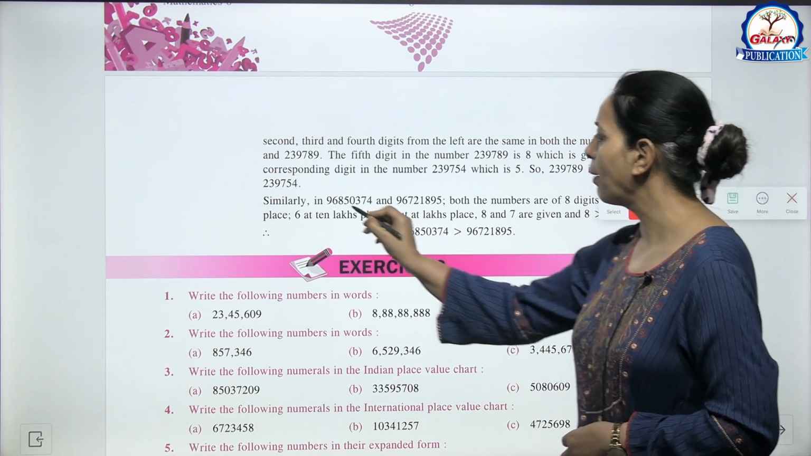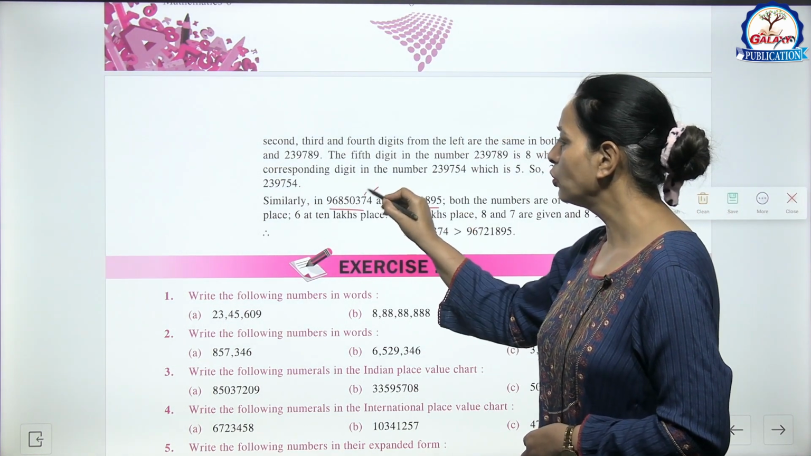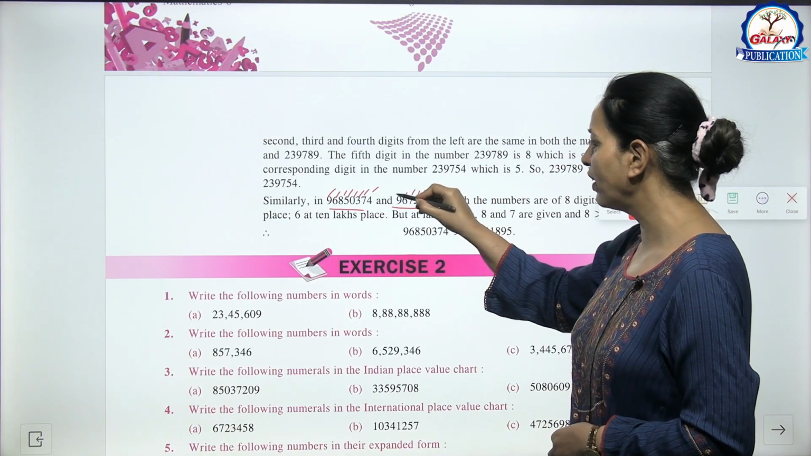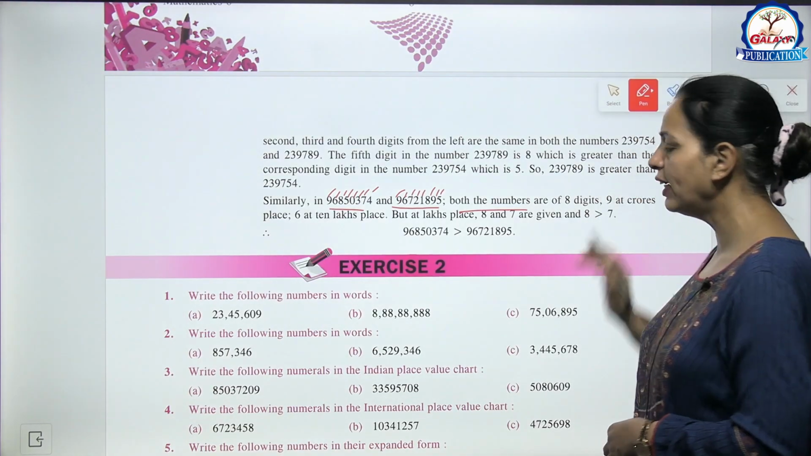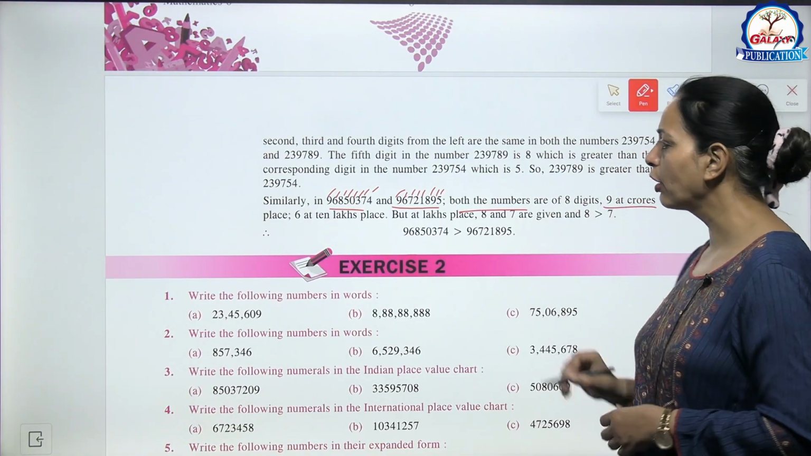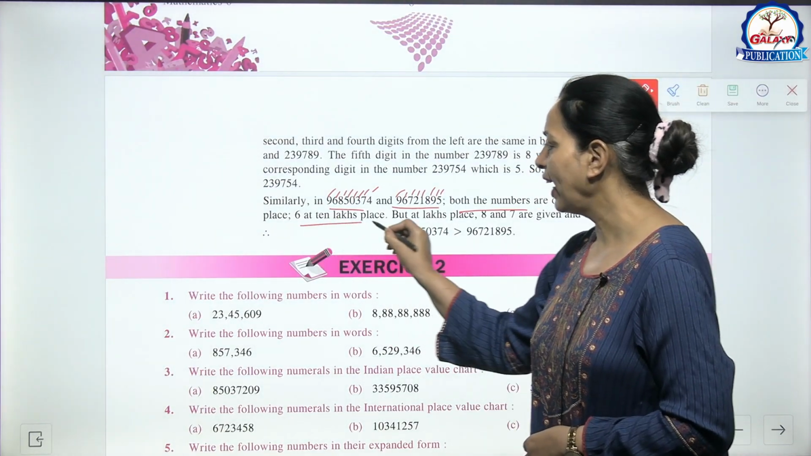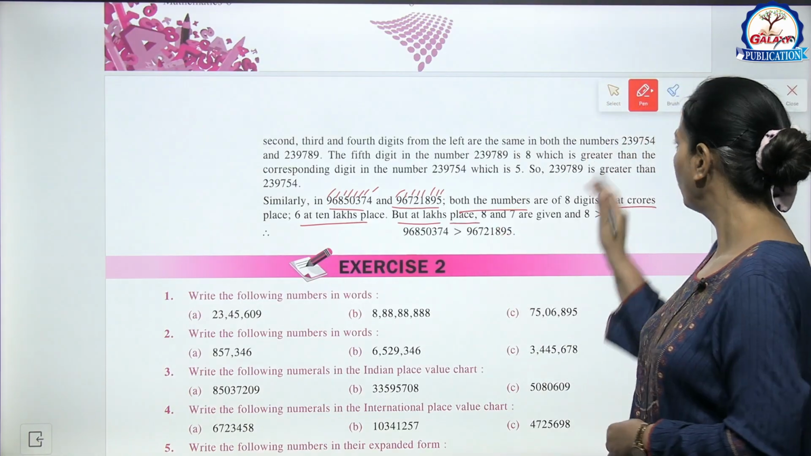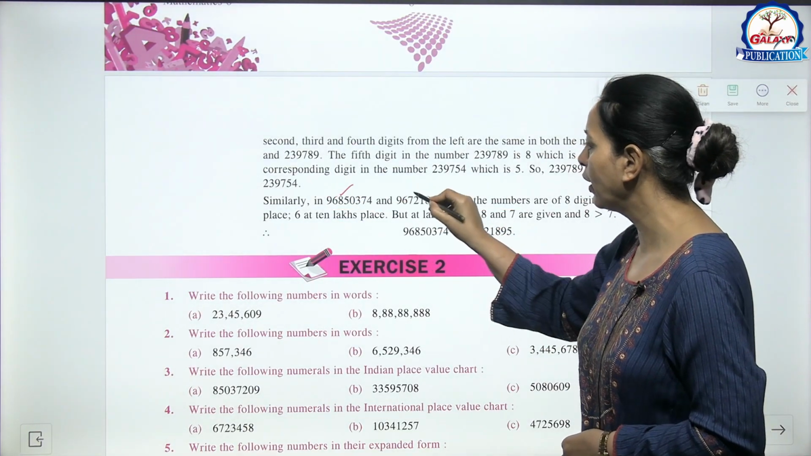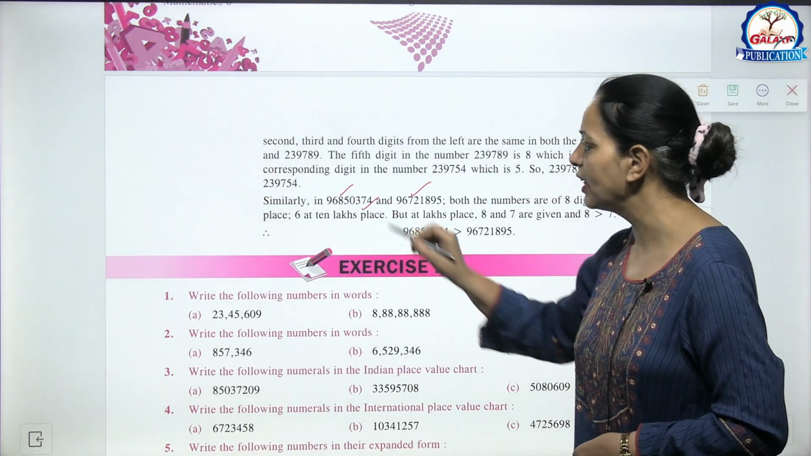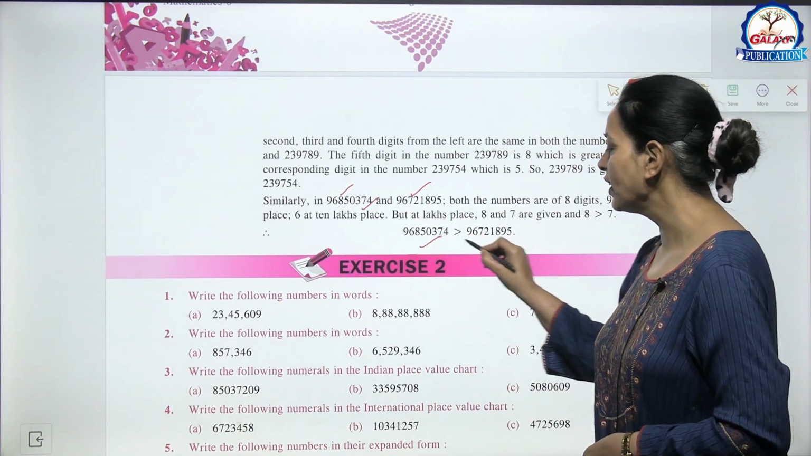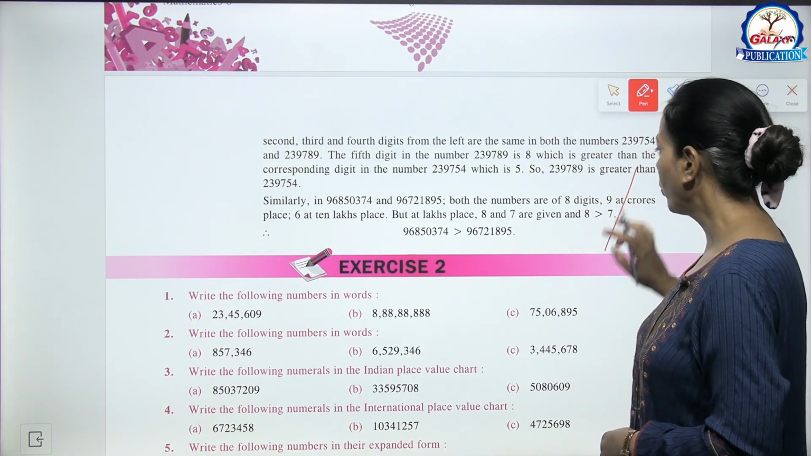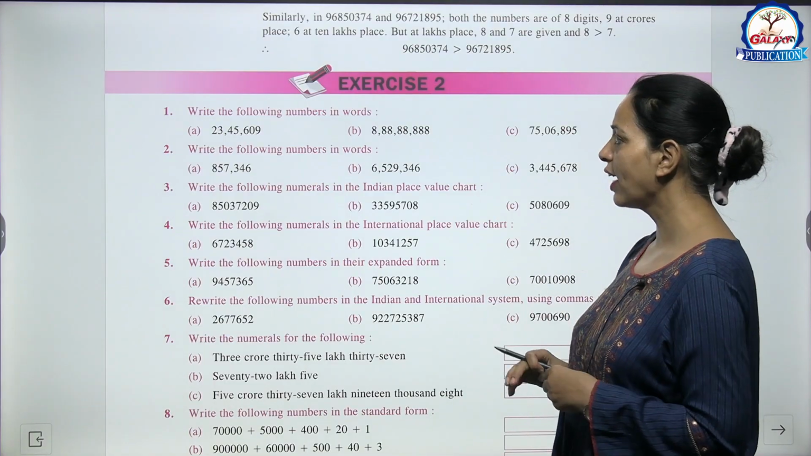Similarly, in this number and in this number, 1, 2, 3, 4, 5, 6, 7, 8. Both the numbers are of 8 digits. Okay. 9 at crore place. 6 at 10 lakh. Same. But at lakh place, we have 8 here and here we have 7. So this is bigger. The first one is greater than the second one, right? So very simple. Okay. Now come to exercise 2.